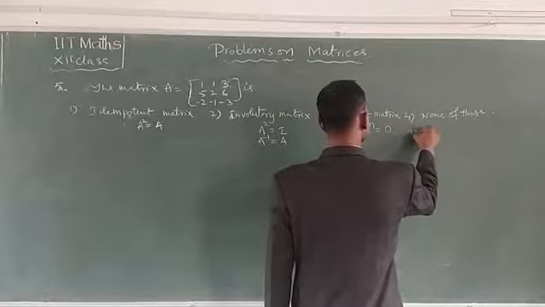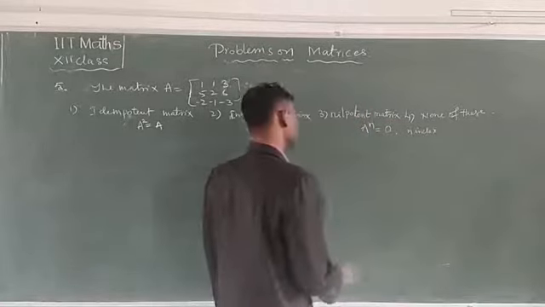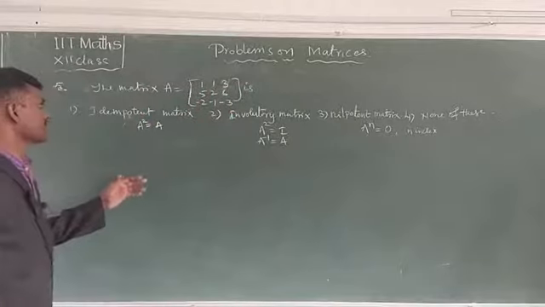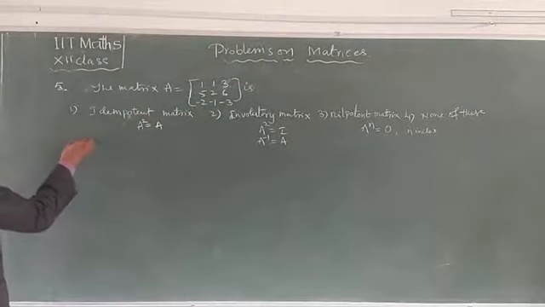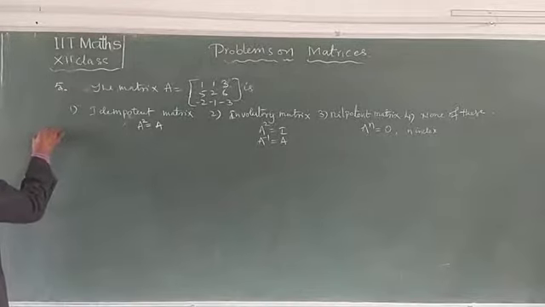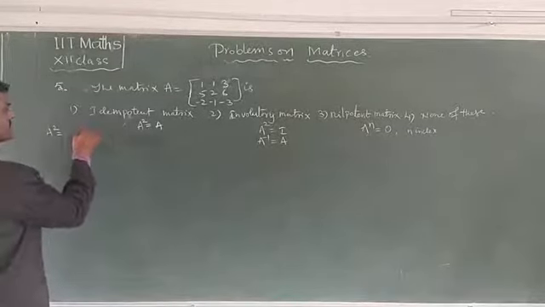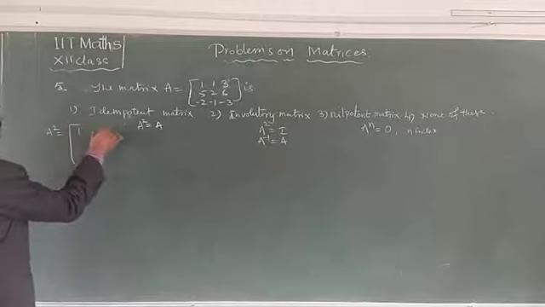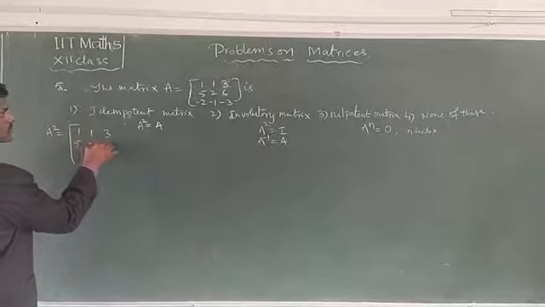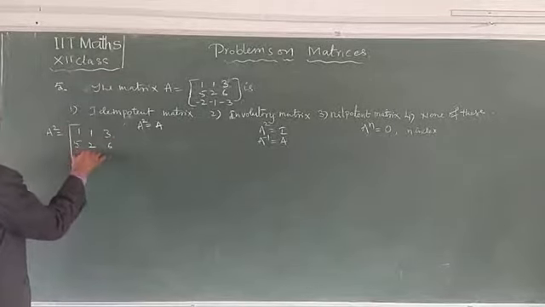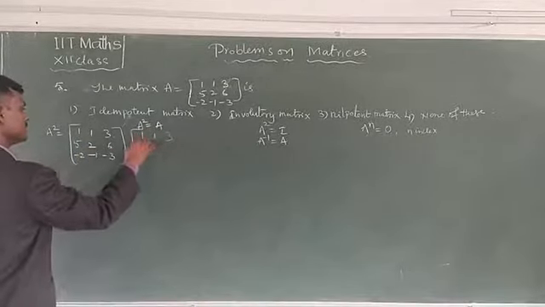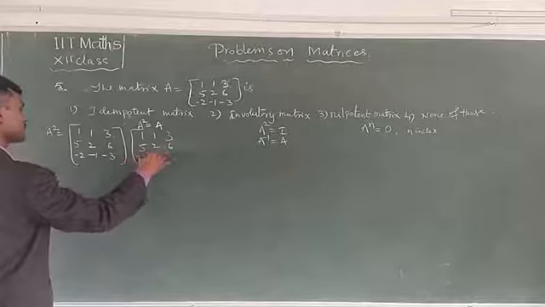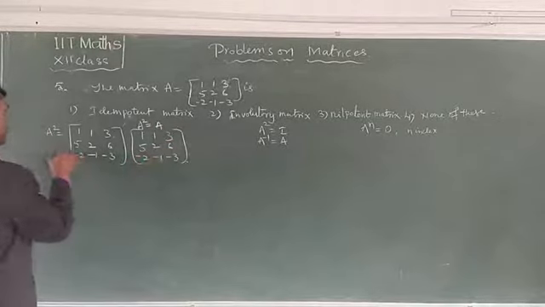Here n is the index of the matrix. We have to explain 3 cases at a time. First, you have to multiply A square. A square is equal to A into A. The same matrix you have to multiply 2 times: 1, 2, 3 and 5, 2, 6, minus 2, minus 1, minus 3, into 1, 1, 3, 5, 2, 6, minus 2, minus 1, minus 3. Now you have to multiply these 2.